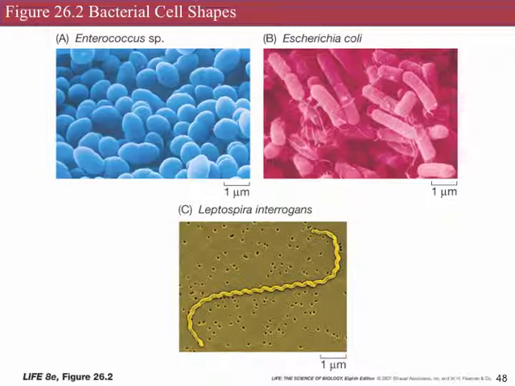So here's an example of Enterococcus, this sphere-shaped. E. coli is one of these bacillus rod-shaped organisms. And then there are some of these spiral-shaped organisms, including things like the causative agent of syphilis, and a variety of other diseases have these spiral shapes.